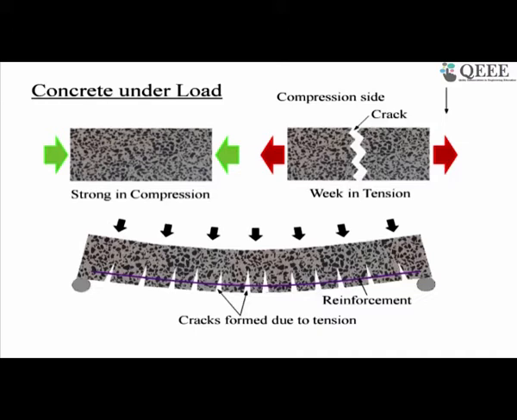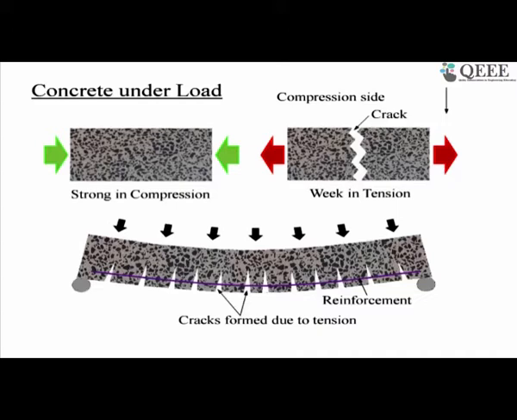So what happens, for instance, if you take a simply supported beam subjected to a transverse load, then the beam may deflect like this. If the beam deflects like this, then from structural analysis concepts, we know the top fiber of the beam will be under compression and the bottom fiber of the beam will be under tension. And as I just said, concrete is very weak in tension, so concrete cannot take that tension, therefore cracks develop.